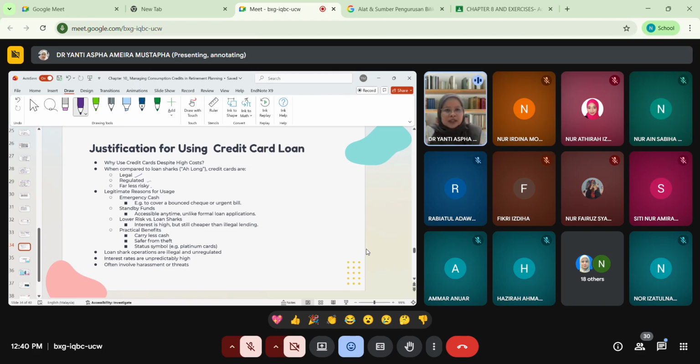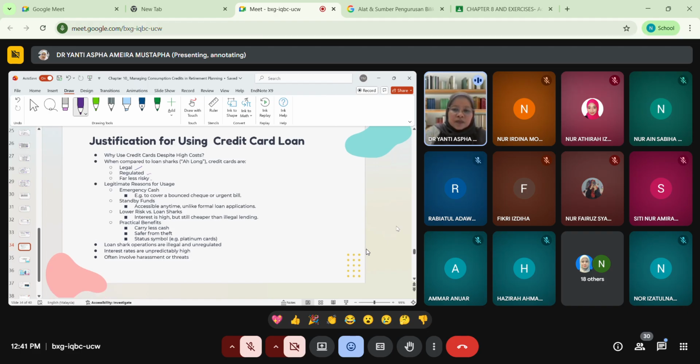Okay, so practical benefits: carry less cash, safer from theft, and status symbol lah. Ada yang platinum cards. The higher your income is, the higher the cards we'll get. So loan shark operations, on the other hand, are illegal and unregulated. Interest rates are unpredictably high, and often involve harassment. So this one versus loan sharks. At the end of the day, kita perlu ada credit card, cuma we need to use it very well, with a lot of discretion.